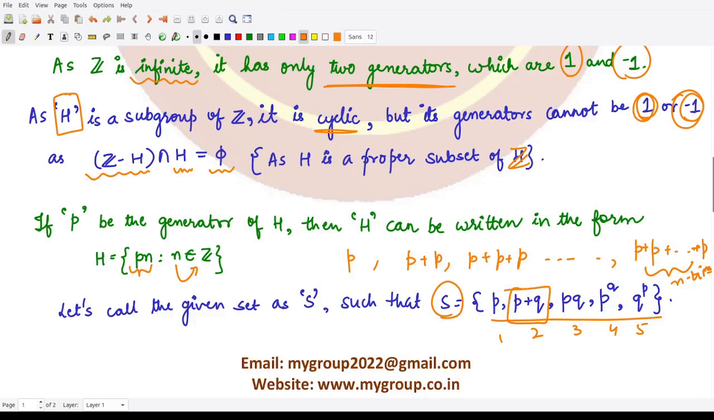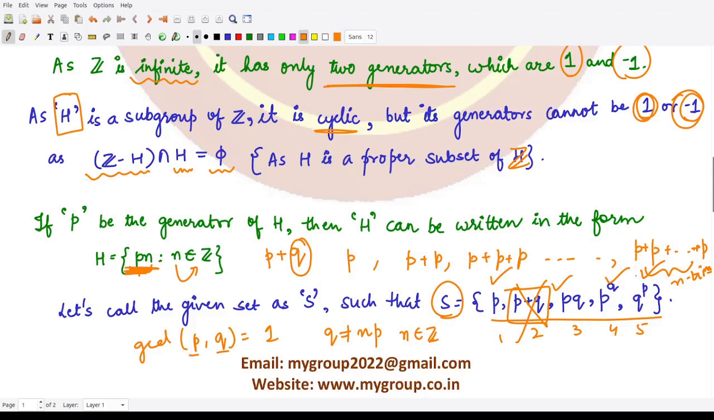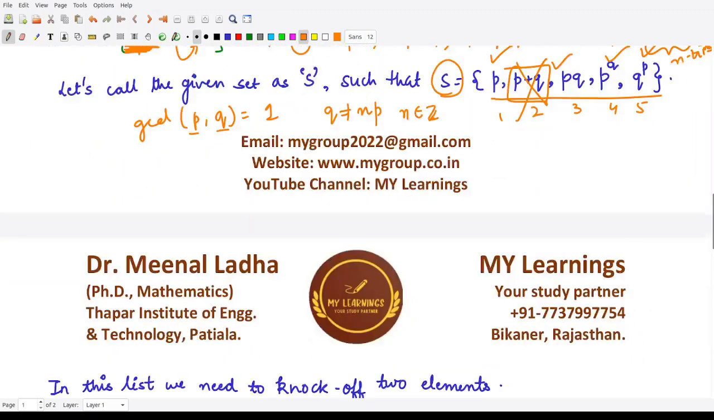But why? It is because all the elements of H are of this form Pn. So we cannot have in any case some element of this kind P plus Q, because Q is some other prime which cannot be formed from P. Because the GCD of P and Q is 1, because they are distinct, they do not have anything in common. So we cannot write Q as some n into P, where n is some integer. So therefore P plus Q would surely not be present in this particular set H. Now we are left with 4 choices here. We need to see what choice we can eliminate here in our particular case.